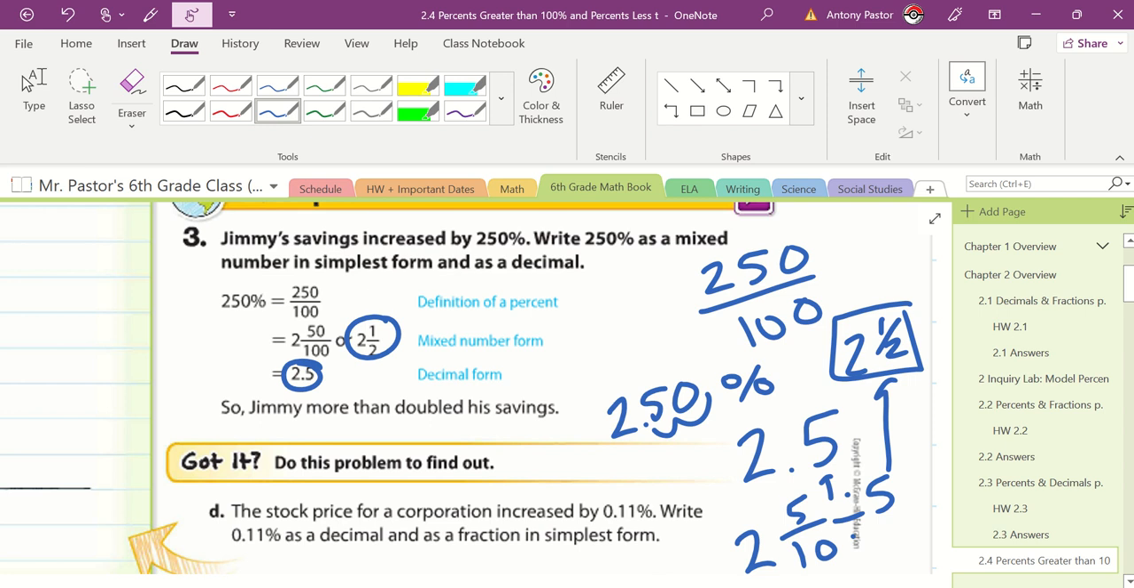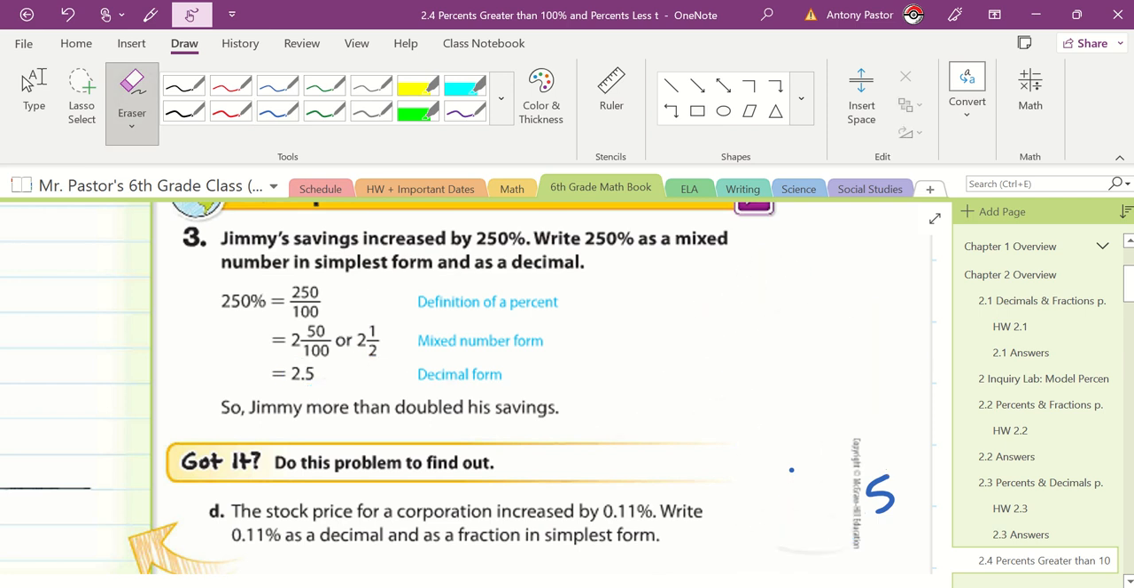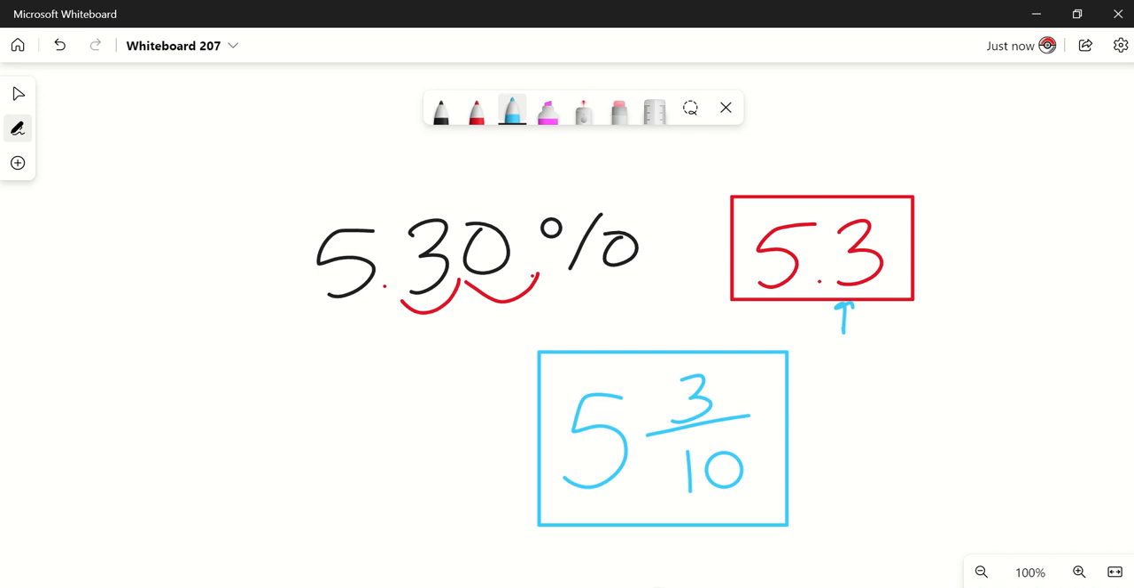So let me break this down a little slower and kind of show you step by step what I would do. So 250% as a mixed number and as a decimal. And they want the mixed number in simplest form.